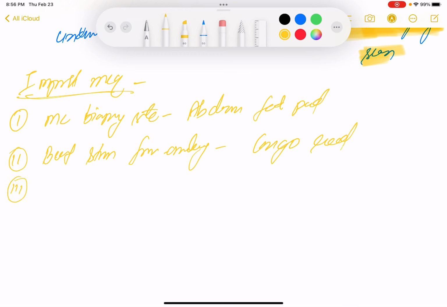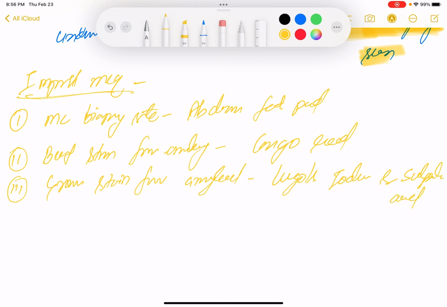Then the third one is the gross stain for amyloid. The gross stain for amyloid is Lugol's iodine and sulfuric acid. So friends, do remember, it is very important from the exam point of view. Most common biopsy site is abdomen fat pad. Best stain for amyloidosis is Congo red stain. You already know how Congo red stain looks, I explained it in the video. And the gross stain for amyloid is Lugol's iodine with sulfuric acid.